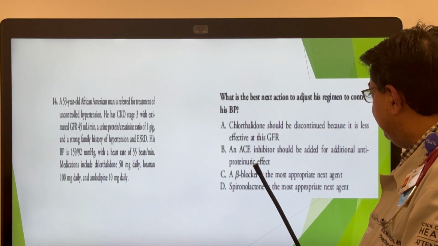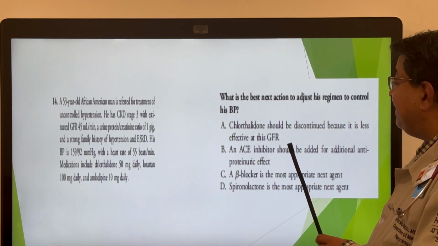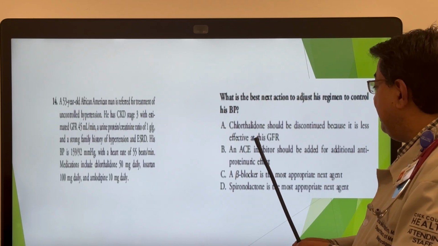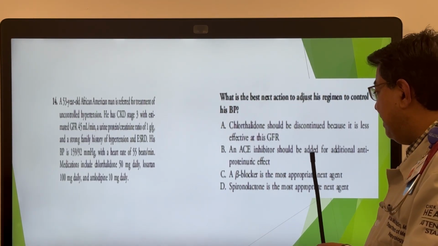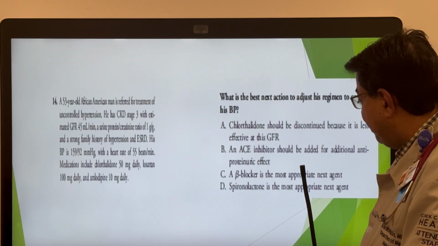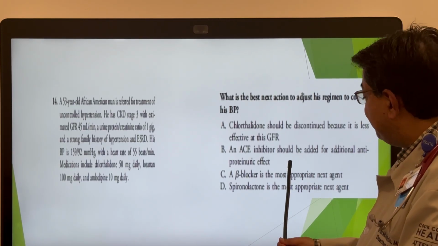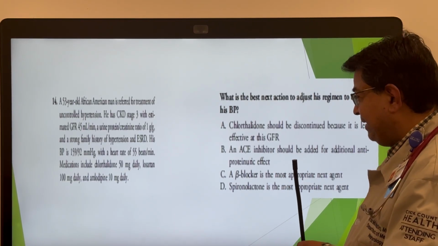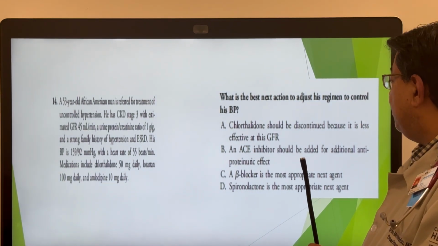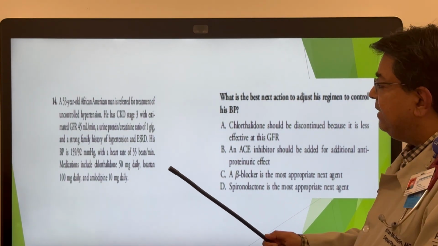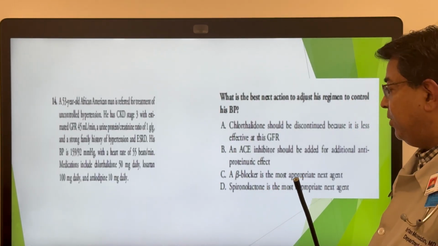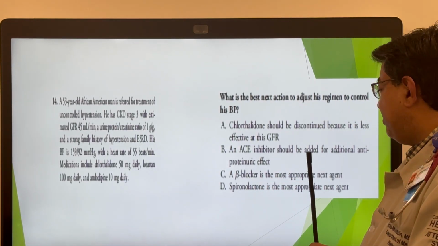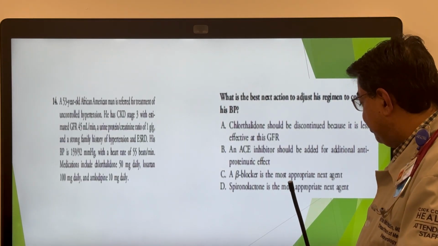Chlorthalidone should not be used because it's less effective at this GFR. An ACE inhibitor should be added for additional antiproteinuric effect. A beta blocker is the most appropriate next agent, or spironolactone is the most appropriate next agent. So this patient is already on 3 drugs with good doses, so you should choose spironolactone as the most appropriate agent.